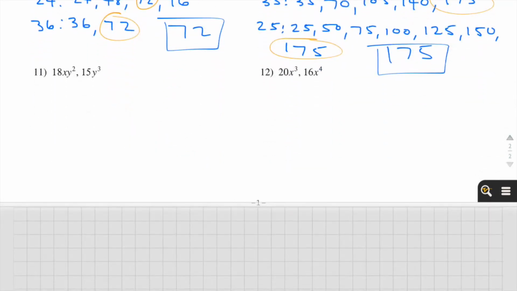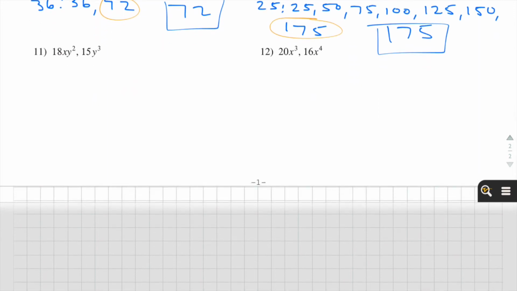Okay, number 11. What we want to do is the same thing. Now we have variables, but let's focus on the numbers and then we'll deal with the variables. So number 11, let's break down that 18. We get 18. 18 times 2 is 36. Add 18 to that, we get 54. Add 18 to that, we end up getting 72. Add another 18 to that, we get 90.